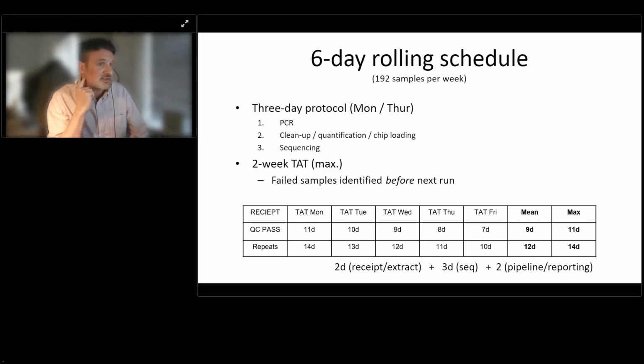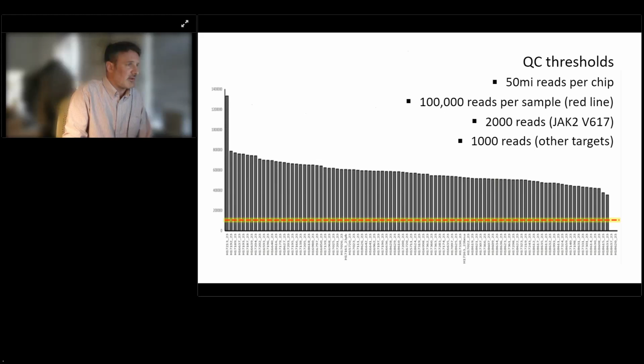So you can see the longest predicted turnaround time for a sample which failed, because it can go straight onto the next run, would be 14 days. And I'll show you some audit data in a moment, just how that looks in service.